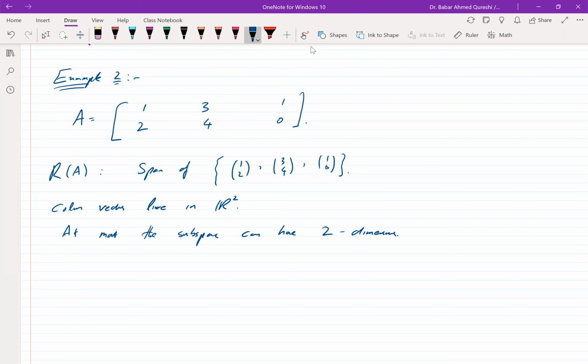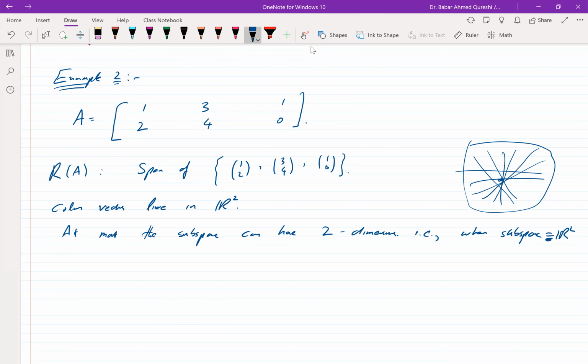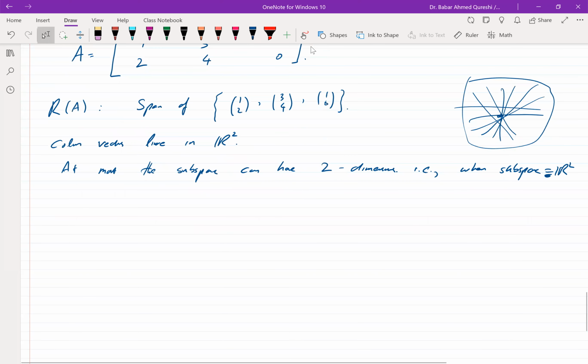That is when the subspace would be equal to R2 itself. So I have R2, and either I can have a subspace, which would be a line, one of any infinite number of lines, or a 0, or the whole thing. There are no other possibilities. So at most, the subspace can have 2 dimensions.